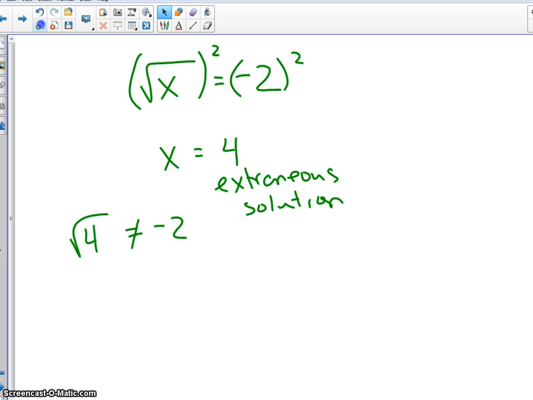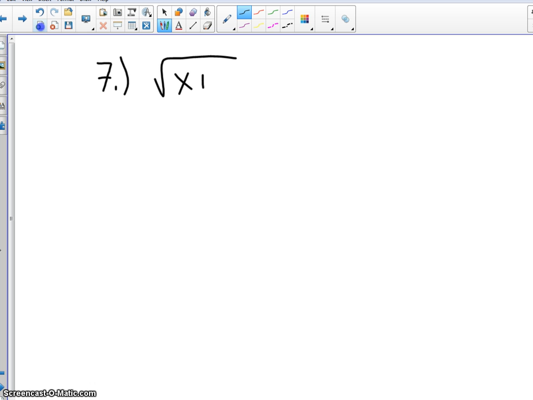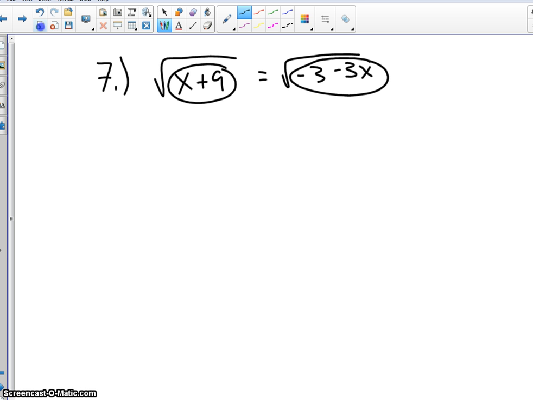All right, so now we're going to move on to some other problems on your sheet, what you have in front of you now. We're going to look at number 7. On the sheet, you have two radicals equal to each other. You can think about this logically: if I've got two square roots that are equal, the parts underneath the radicals have to be equal. X plus 9 has to equal negative 3 minus 3x. You could just set those equal to each other.